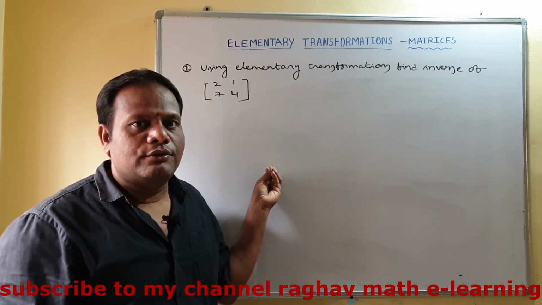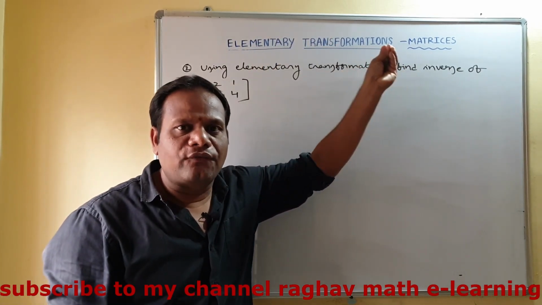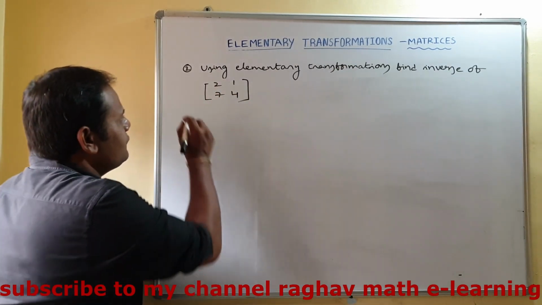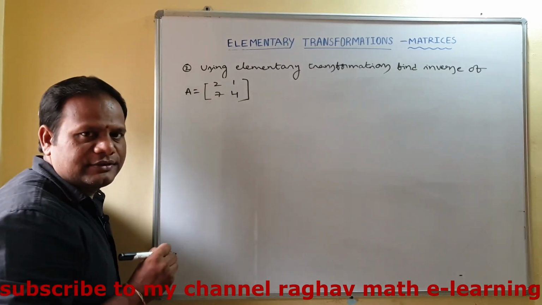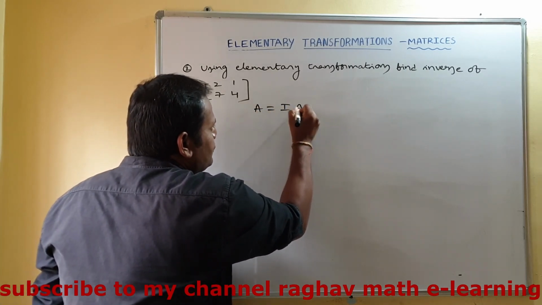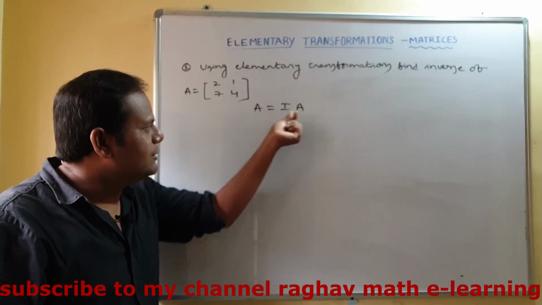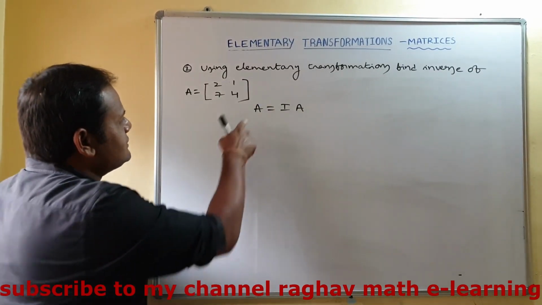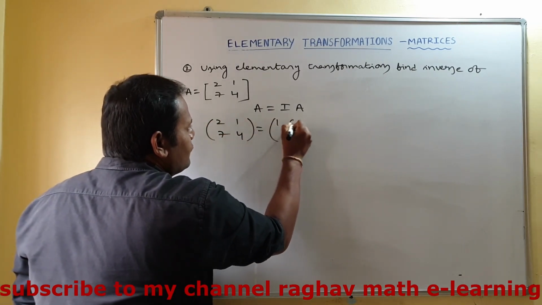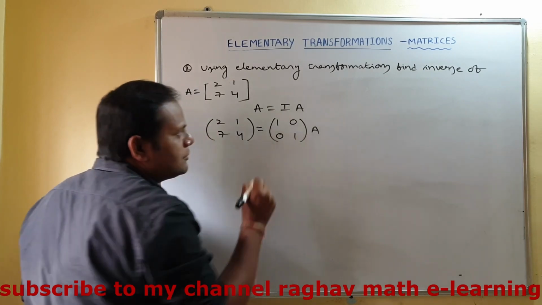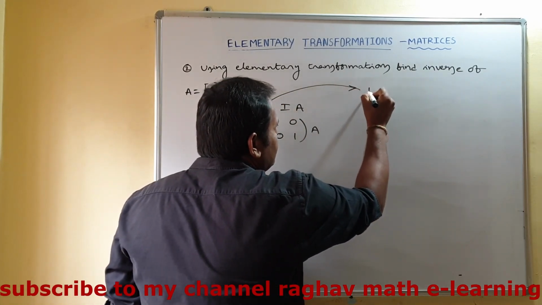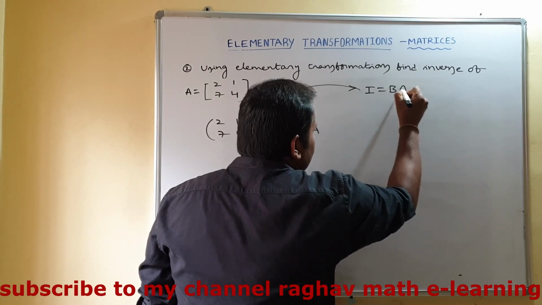Coming to the second example: using elementary transformations, find the inverse of the matrix 2, 1, 7, 4. See, first I am going to take this matrix as A. So we can take A equal to I into A. We can write like that. I into A is A only. So on the left-hand side we have A, that is 2, 1, 7, 4, equal to I, 1, 0, 0, 1, into A. What is our task? Our task is reducing this equation into the form I equal to B into A.